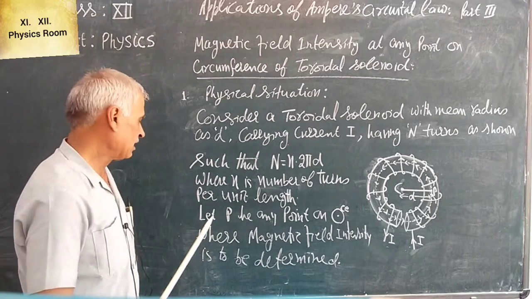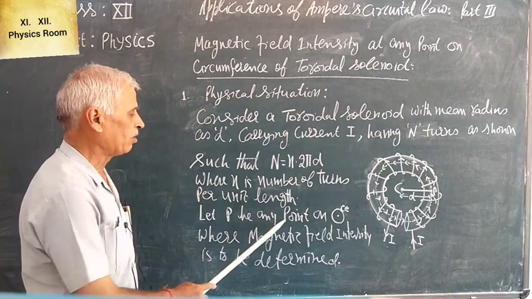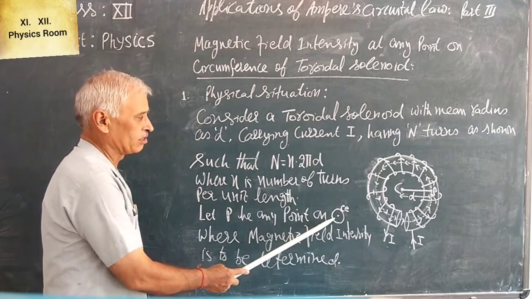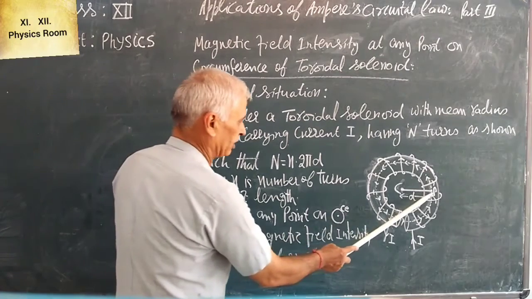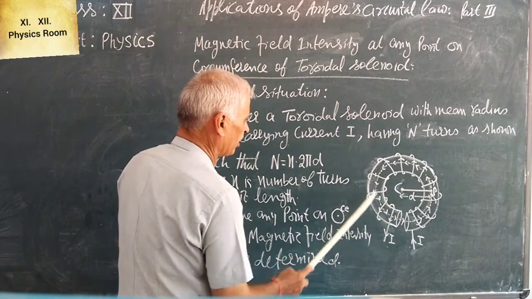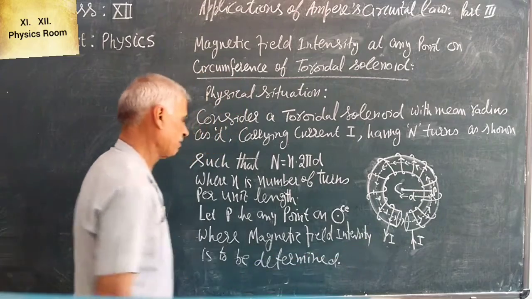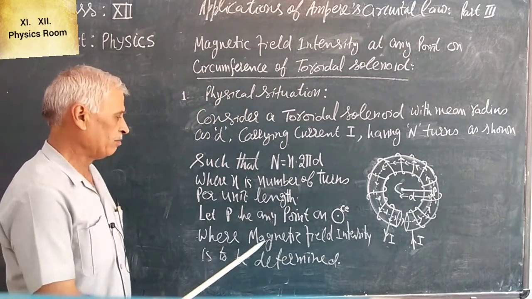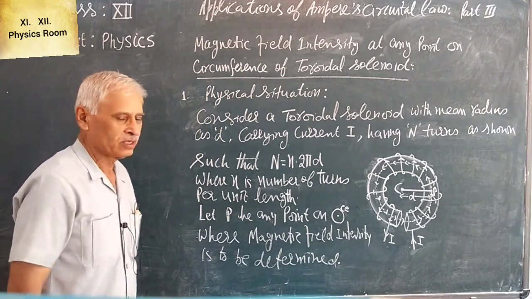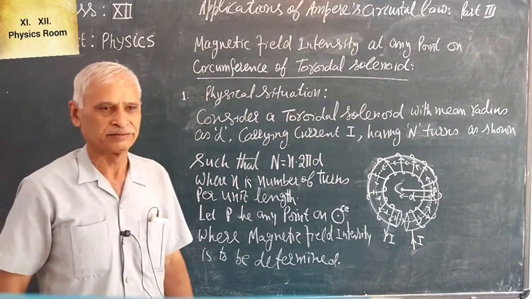Now, let P be any point on its circumference. So we take this point P, anywhere you can take, where the magnetic field intensity is to be determined.